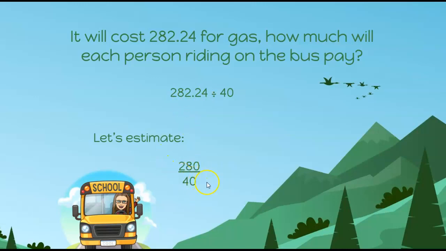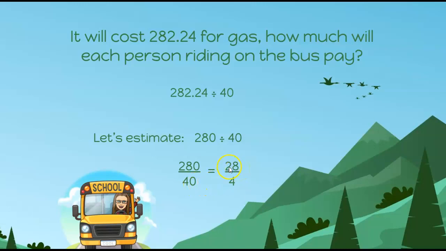Divided by 40. You know how I love writing division as a fraction. Why? Because that little division symbol is like a little fraction bar. So we have 280 divided by 40. Now, why do I write it as a fraction bar? Because you remember equivalent fractions. If we take 280 and divide it by 10, you get 28. If we take 40 divided by 10, we get 4.